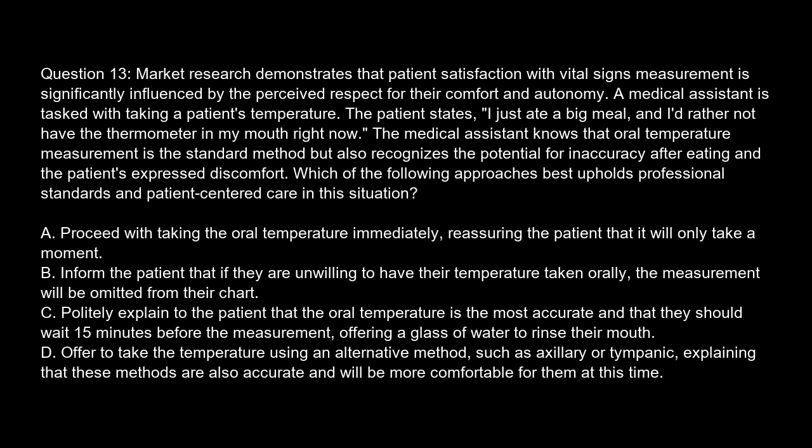Option A. Proceed with taking the oral temperature immediately, reassuring the patient that it will only take a moment. Option B. Inform the patient that if they are unwilling to have their temperature taken orally, the measurement will be omitted from their chart. Option C. Politely explain to the patient that the oral temperature is the most accurate and that they should wait 15 minutes before the measurement, offering a glass of water to rinse their mouth. Option D. Offer to take the temperature using an alternative method, such as axillary or tympanic, explaining that these methods are also accurate and will be more comfortable for them at this time.